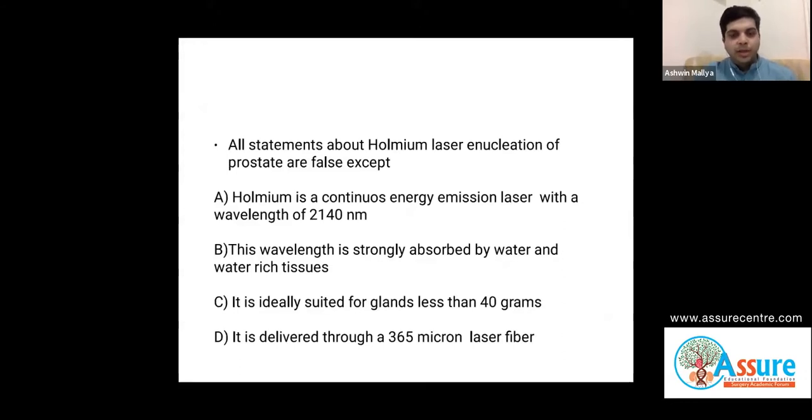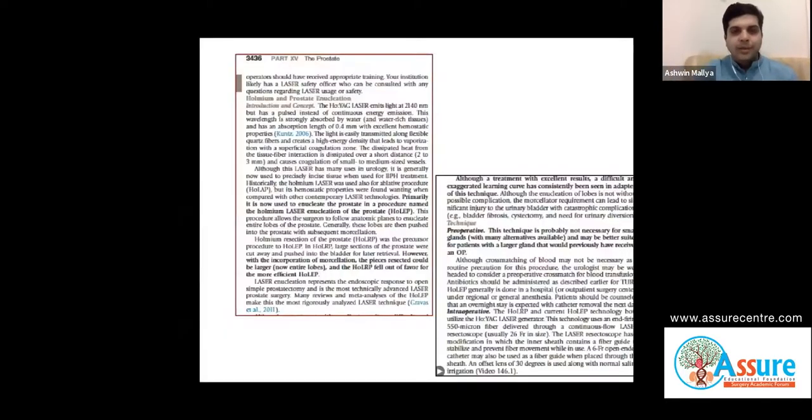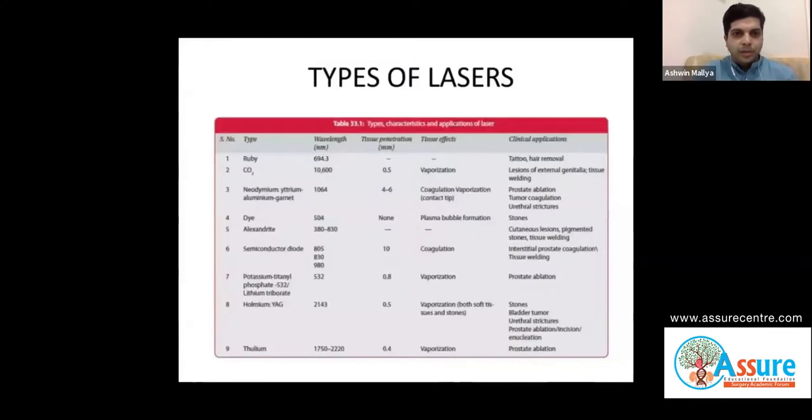Okay, can we move to the next topic? The next slide had given the page number, the Campbell reference, where you'll find more information about this. It's very important to know the types of lasers that we are using. So this is a small table that I got, which can be useful: the applications of different lasers in urology.